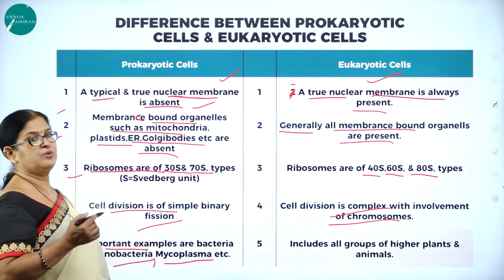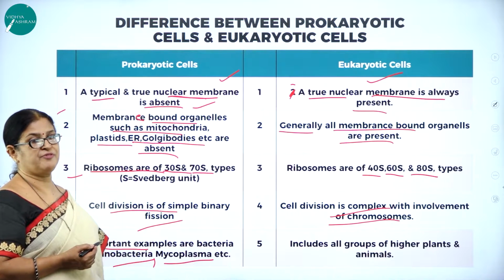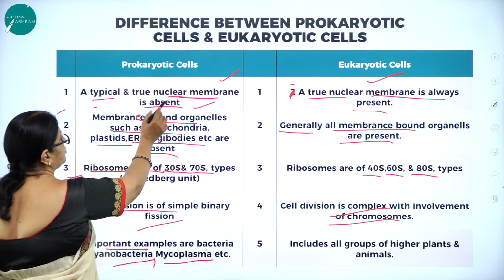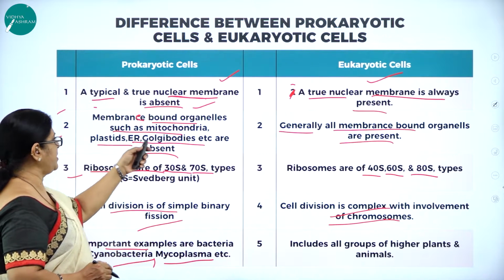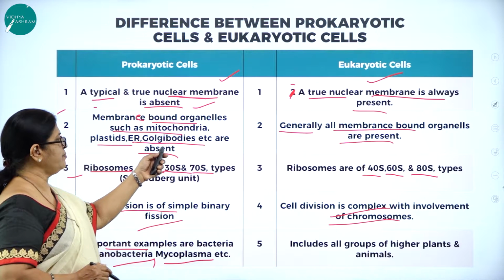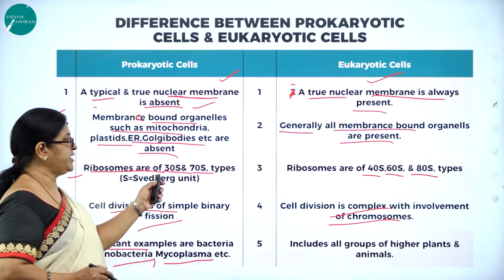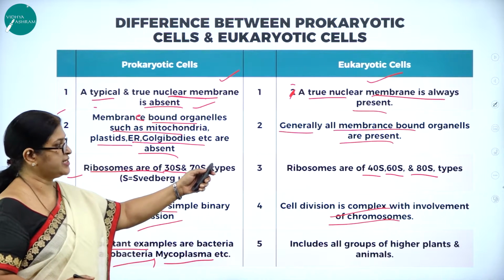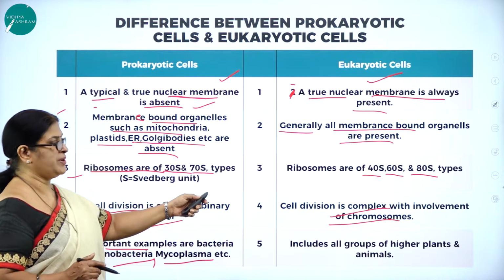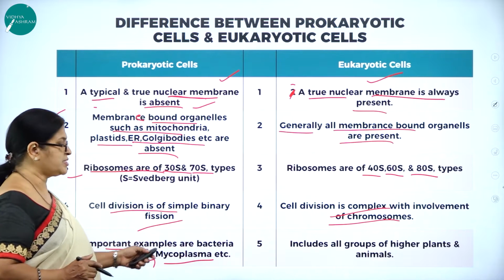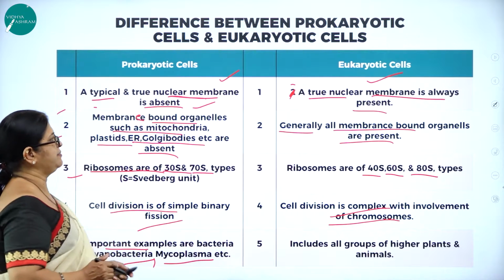So I repeat, what are the very important differences between a prokaryotic cell and a eukaryotic cell? This is a very important concept from the examination point of view. A typical true nuclear membrane is absent there, while a true nuclear membrane is always present here. Membrane bound organelles such as mitochondria, plastids, endoplasmic reticulum, Golgi bodies, etc. are absent there; here generally all membrane bound organelles are present. Prokaryotic ribosomes are of 30S, 70S types. Eukaryotic ribosomes are of 40S, 60S and 80S types. Here cell division is of simple binary fission. There cell division is complex with involvement of chromosomes. Important examples are bacteria, cyanobacteria and mycoplasma. There it includes all groups of higher plants and animals.